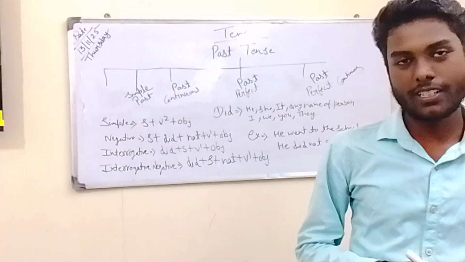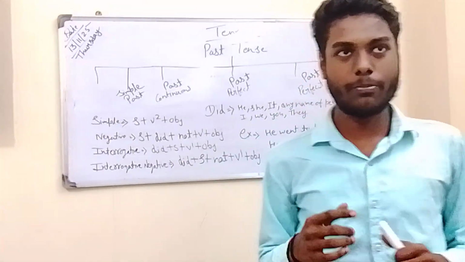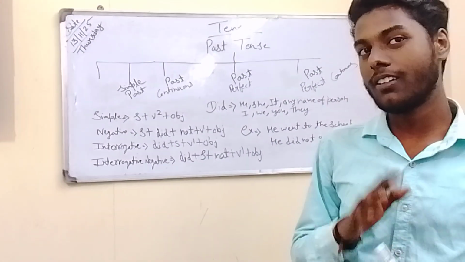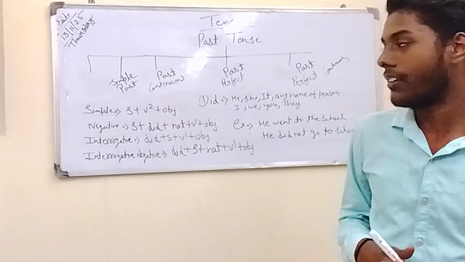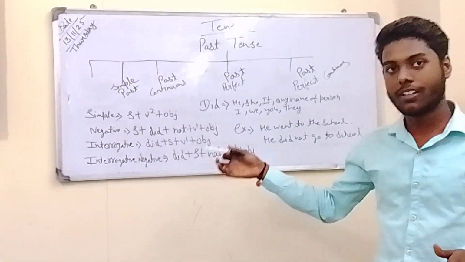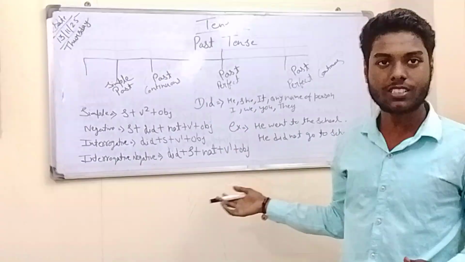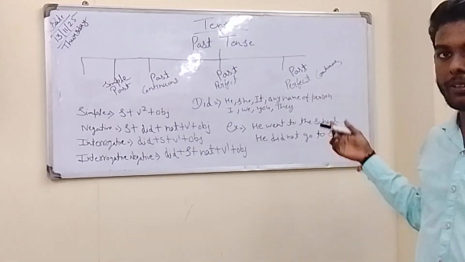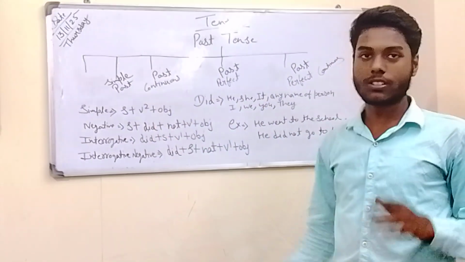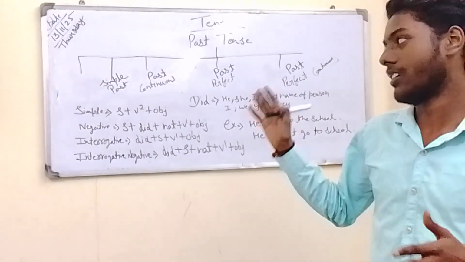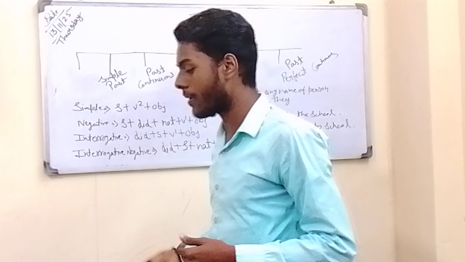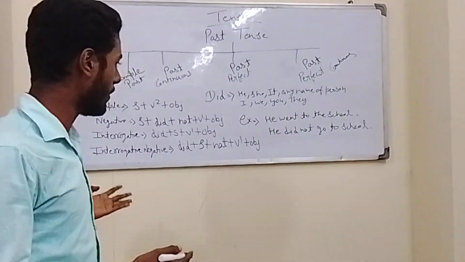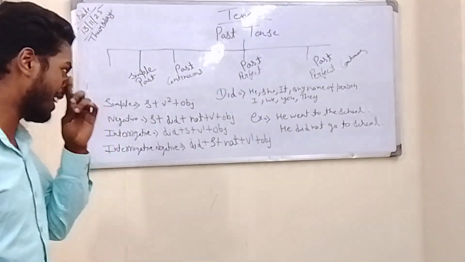So in the previous class we covered present tense. Today's class we will learn past tense, and in past tense we will learn simple past. In past tense there are also four parts, like in present tense: simple past, past continuous, past perfect, and past perfect continuous. First we will take simple past, then we will move to past continuous. In simple past there are also four parts: simple, negative, interrogative, and interrogative negative.